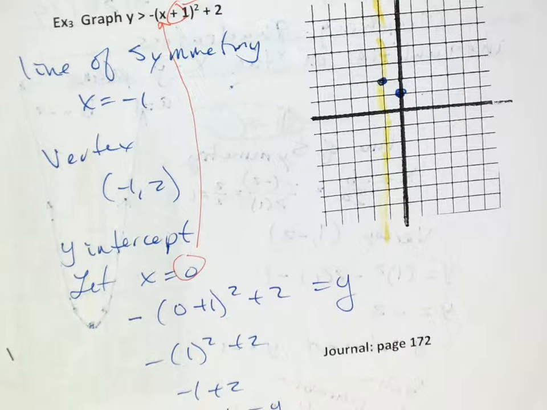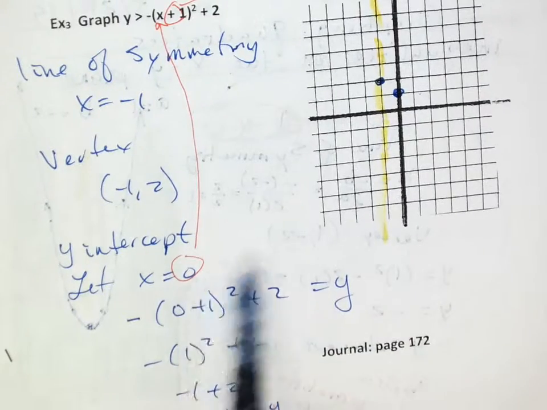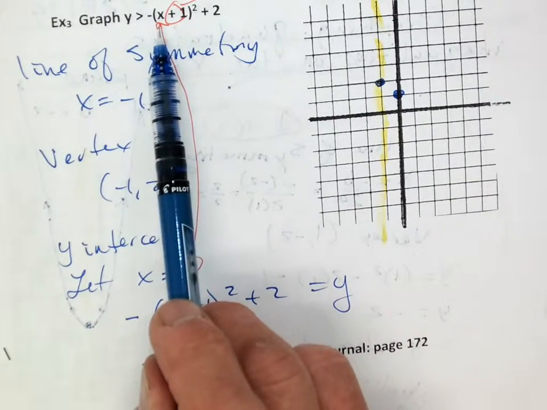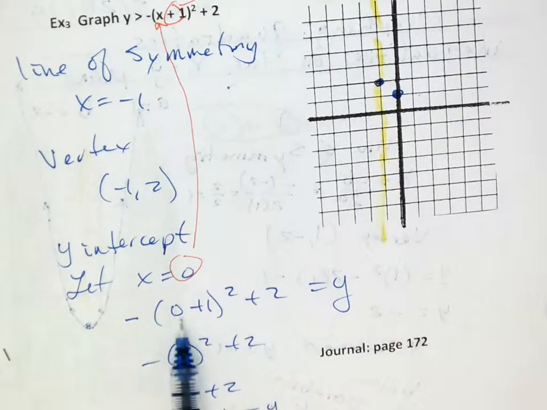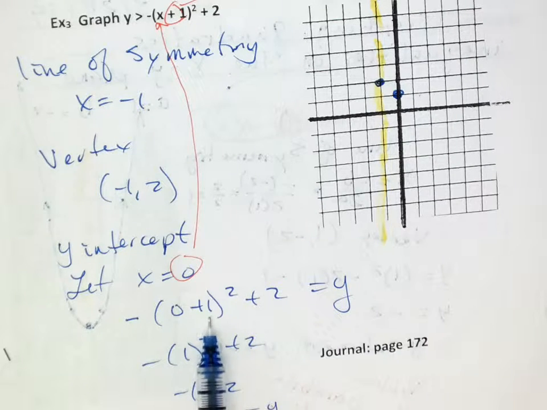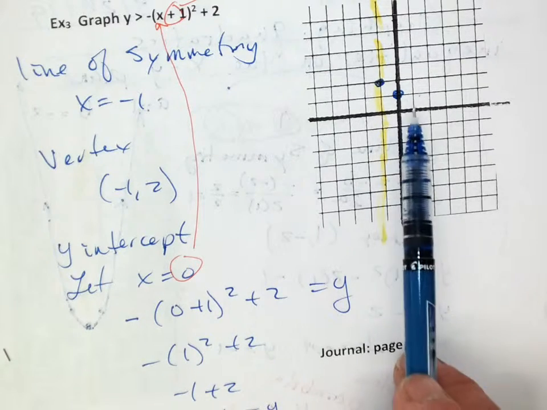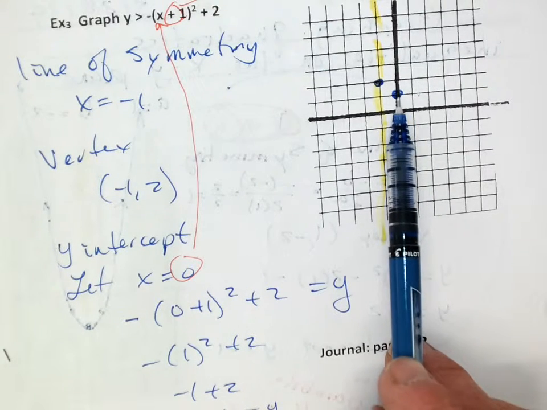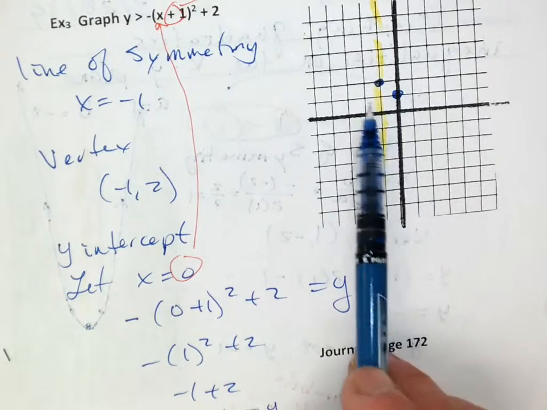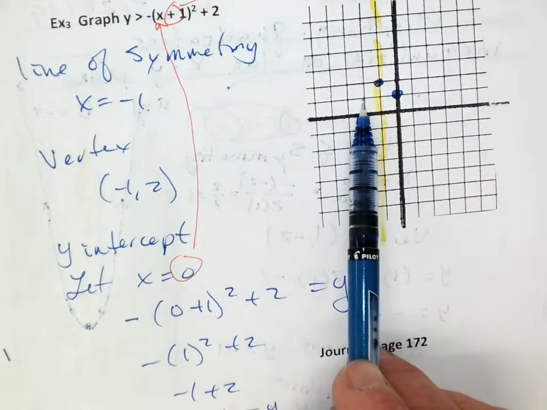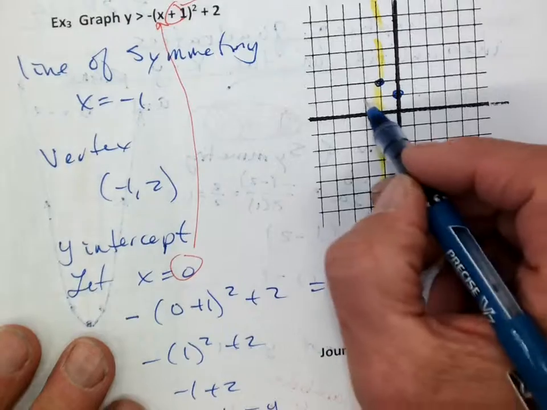But I need 3 points. Am I going too fast? So I plugged in 0 for x in my equation. 0 plus 1 is 1. 1 squared is 1. Negative 1 plus 2 is 1. So I have a point on the y-intercept at 1. Now I need 3 points, but I know there's another point right there, by symmetry. You guys agree? And now I've got enough to graph it.